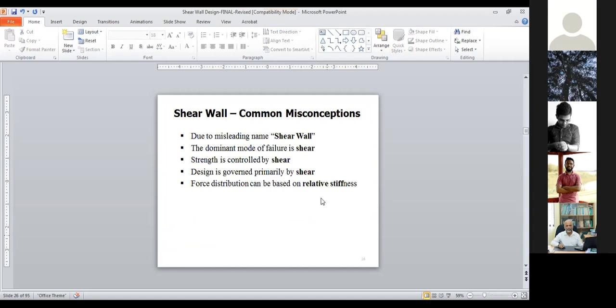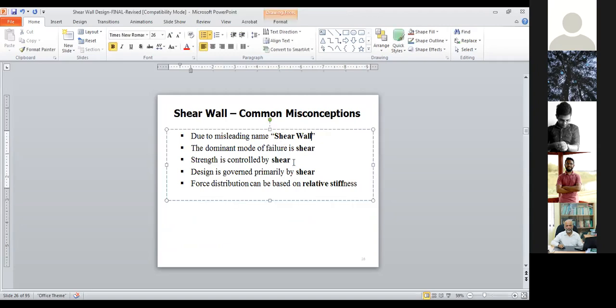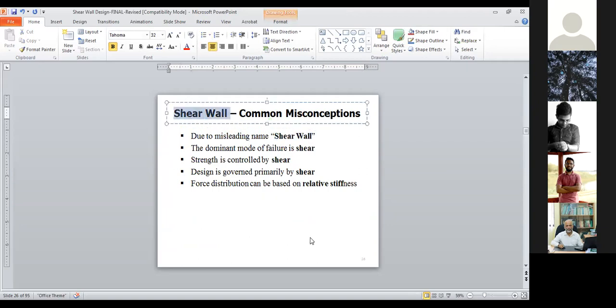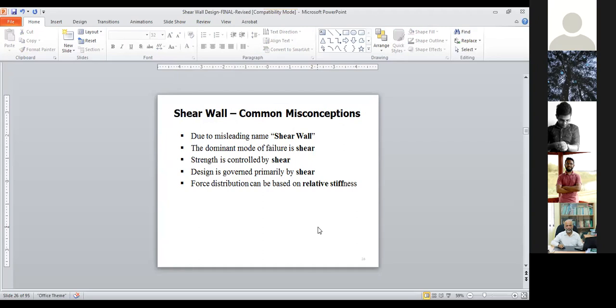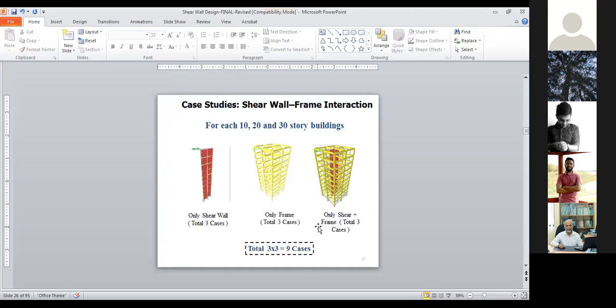Shear wall, actually we can understand the shear wall like it will take the shear force, but actually not only that. You have seen that a shear wall also takes a lot of moments. By name, we may realize that shear wall means it is governed primarily by shear force, but of course it takes a lot of moment.